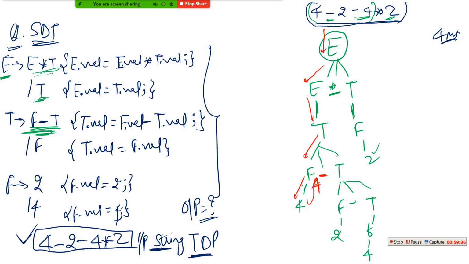But I need to subtract here from the value of t. What is the value of t? T is derived from f minus t. Now I need f minus t. Whatever the value of f minus t would be, we would take the value of this transition here, right?